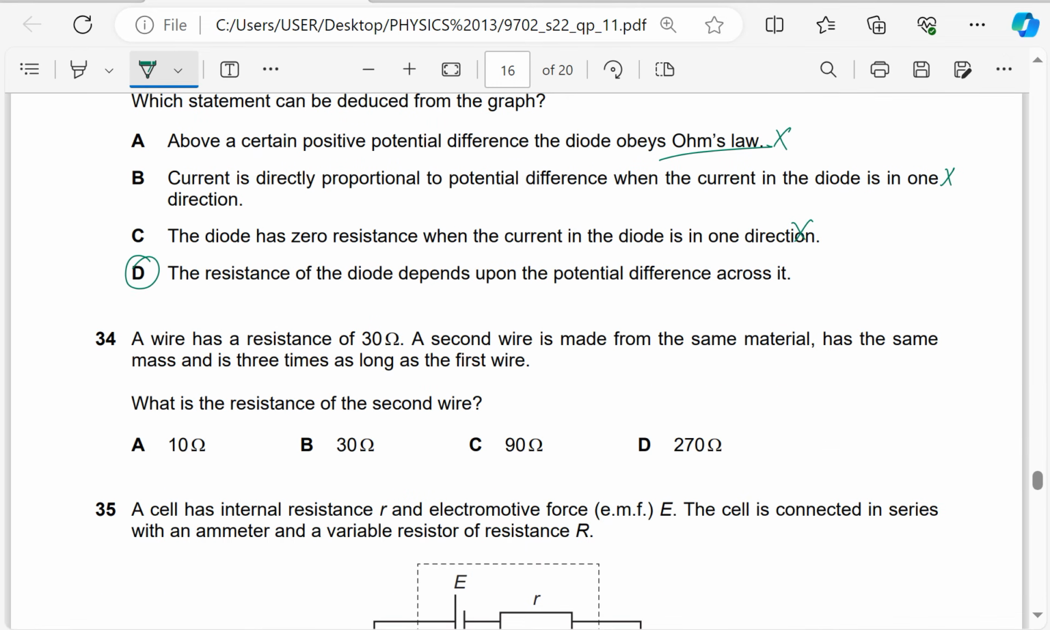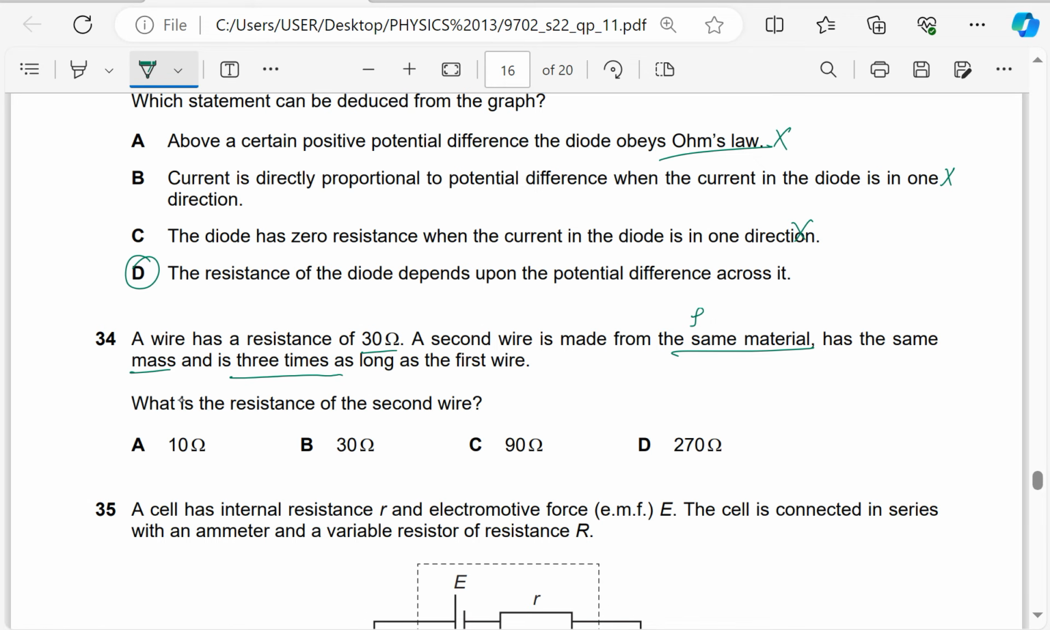A wire has a resistance of 30 ohms. A second wire is made from the same material, so that means they have the same resistivity. It has the same mass, and is 3 times as long as the first wire. So if the first wire is L, the second wire has length 3L. What is the resistance of the second wire? Okay.